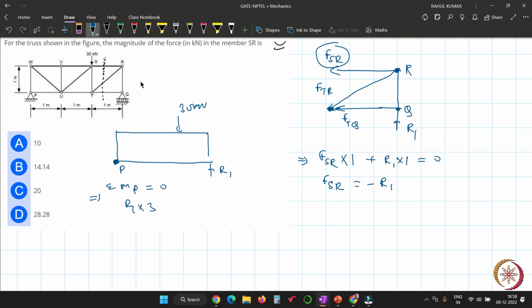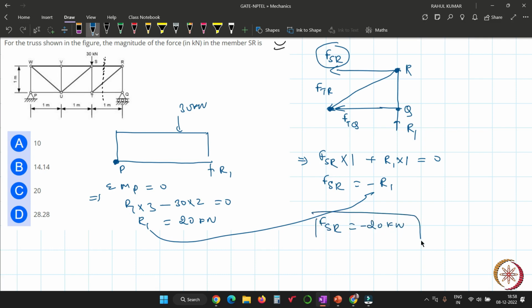Okay, and that is the sense in this direction. And for this force the sense is in this direction, so minus 30 into the perpendicular distance, that is 2, equal to 0. So R1 will be 20 kilonewton. Now write R1 equal to 20 kilonewton here, then you will get minus 20 kilonewton. Since it is talking about the magnitude only, the magnitude of the force in the member SR is 20 kilonewton.